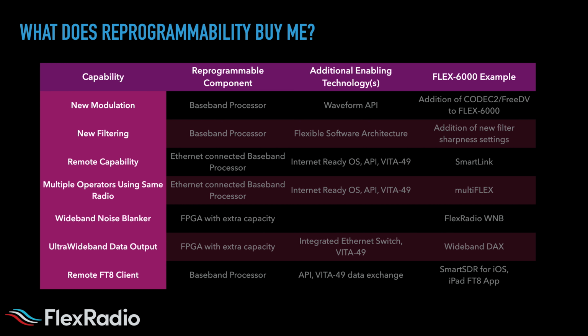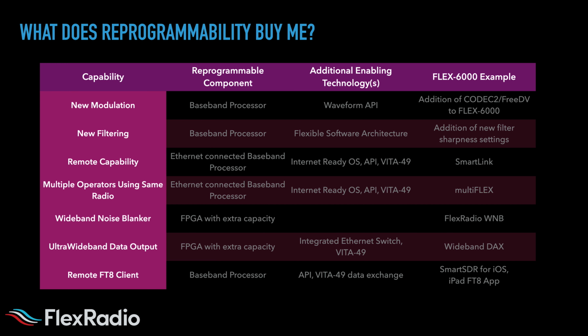Again, this was created well after many people bought their radios, but because we have the capability and the extra capacity in the parts, we can go add something like this later. Ultra-wideband data output. With DACs, today we support up to 192 kilohertz, but we have the capability of supporting much wider bandwidths, which we're doing for some non-amateur customers today. And again, this is primarily because we have the FPGA that can produce these wider bandwidths, but also because we have an integrated Ethernet switch in the radio that allows us to route that data directly out of the radio.